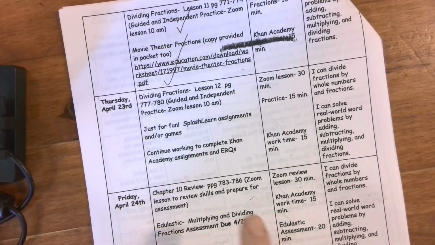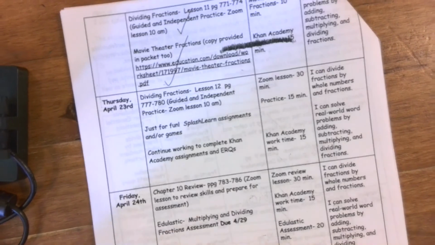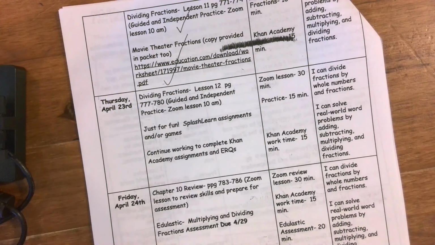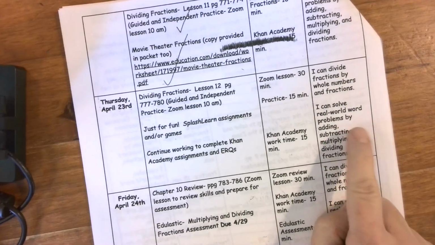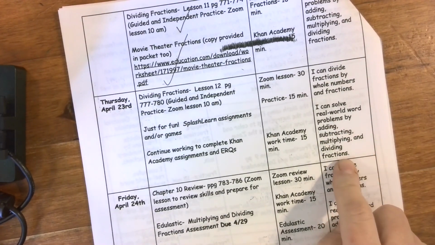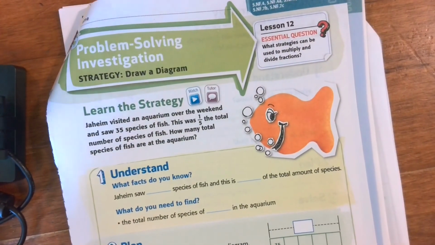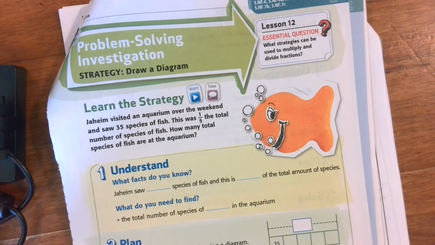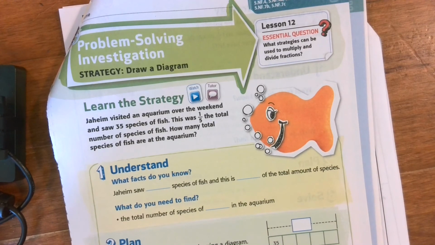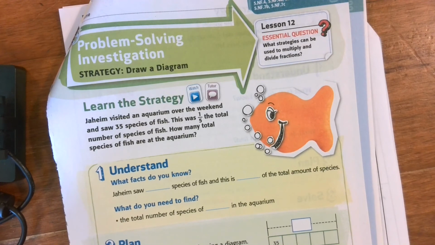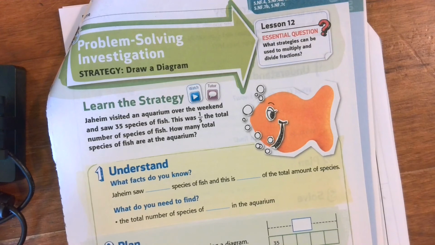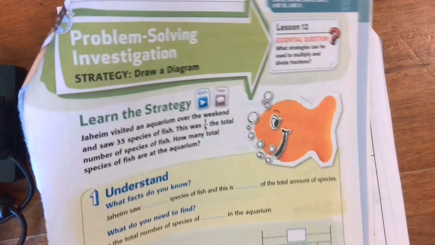Today, it says on here actually that it's dividing fractions, but that's a typo. It's actually, I can solve real-world problems by adding, subtracting, multiplying, or dividing fractions. And specifically, we're going to be using bar diagrams. And we said bar diagrams are something that's kind of difficult to conceptualize, but if you get really good at using these bar diagrams, they can be used all the way up through college and high school algebra. So they're really a useful strategy. So I'm glad we're going to practice that today.